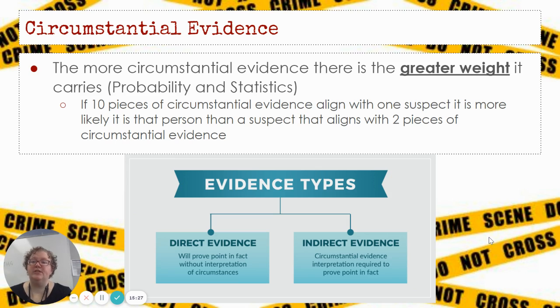So when we have circumstantial evidence, we need much more of it to prove that someone was there. If it's direct evidence, like we talked about, like a video recording of it, that's pretty convincing with just one piece. But with circumstantial evidence, we're really looking for multiple pieces of evidence.